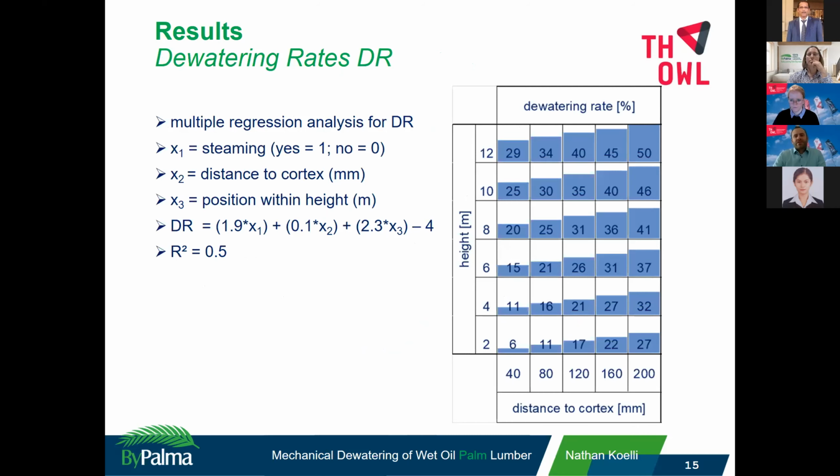Then a multiple regression analysis was calculated with the data, and the multiple regression analysis generates an equation for the dewatering rate with an R² of 0.5. The three independent variables are x1 for steaming. If steaming was applied, then the number is 1. If not, it was calculated with 0. x2 is the position within the diameter, which is measured as the distance from the middle of the board to the cortex in millimeter. And x3 is the position within the height, measured in meter.